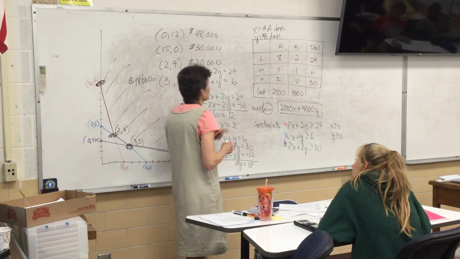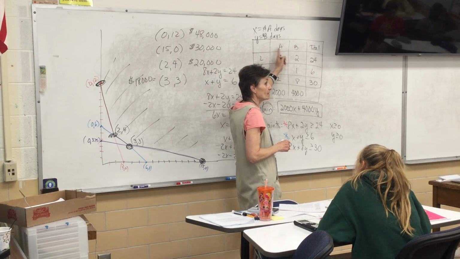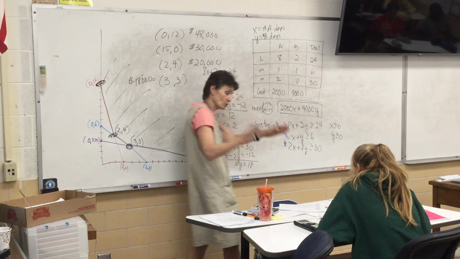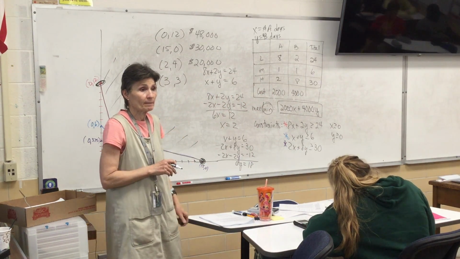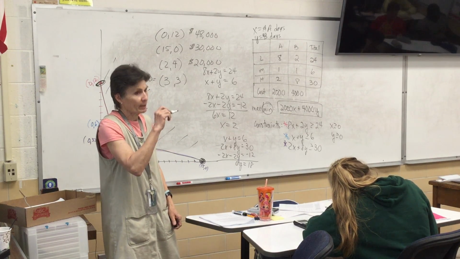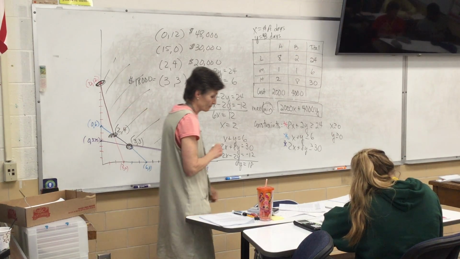So the answer is 3 days for factory A and 3 days for factory B. That's your answer. That's what you write down as the answer. 3 days for A and 3 days for B. Can you just put down the coordinate point, or do you have to do 3 for A? You probably should say what it means. So 3 days for A and 3 days for B.